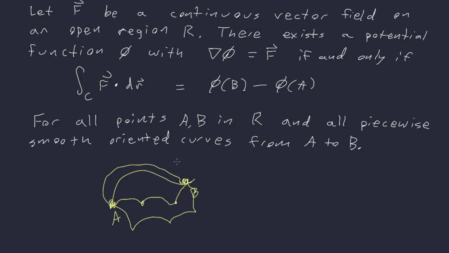And what we're basically saying is that the circulation along any of these paths is just going to be phi of B minus phi of A, provided we can find the phi. And this is true for any two points. That is a really powerful result. Here's what I want to compare it to, though.